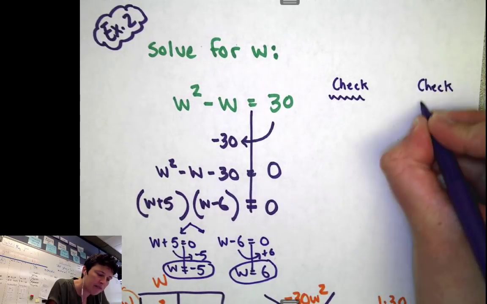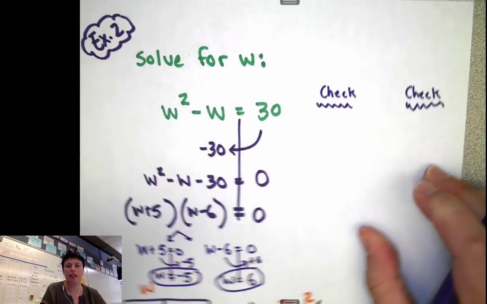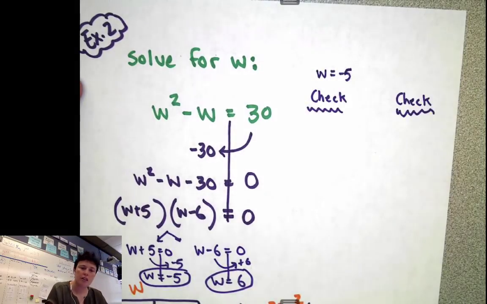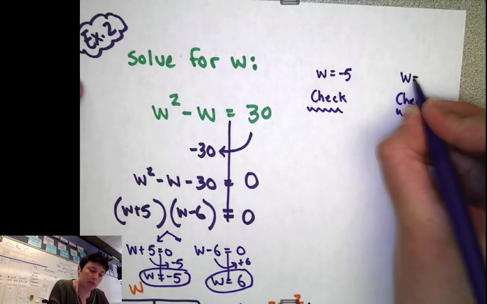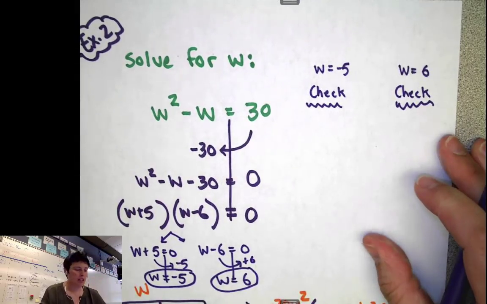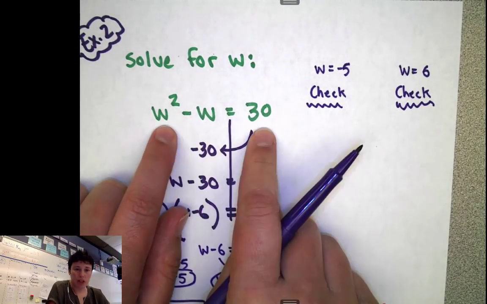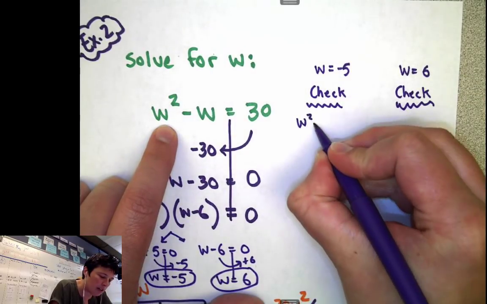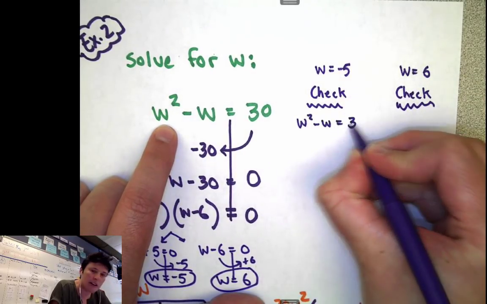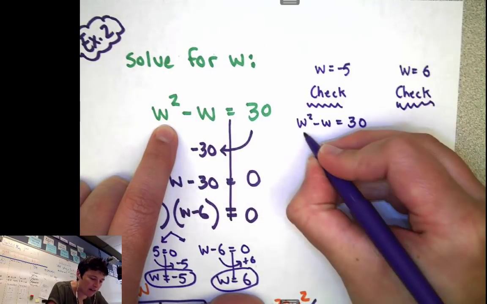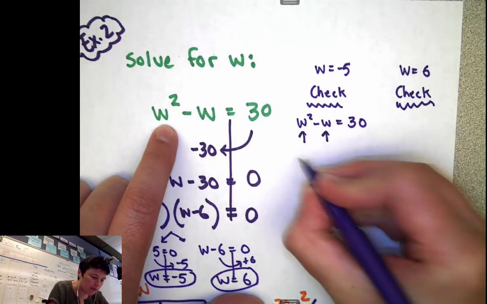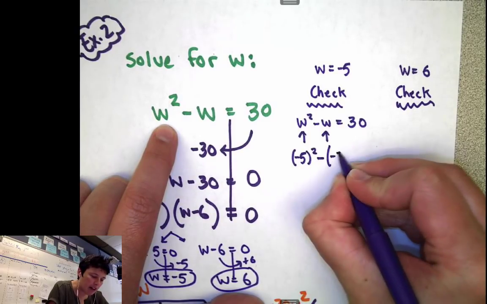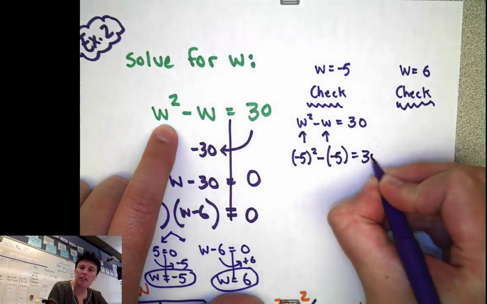And my plan is to check both possible answers. One answer is we think W is equal to negative 5, and one answer is we think W is equal to 6. So to check this, we go back to our original equation, which was W squared minus W equals 30. Let's try it with negative 5 and see if this is true. Is negative 5 squared minus a negative 5 equal to 30?